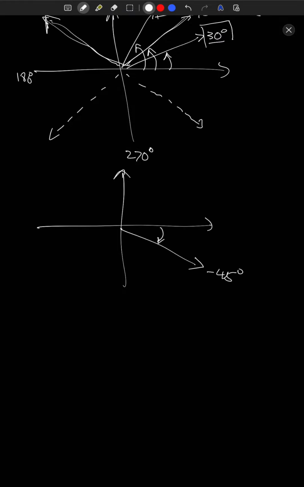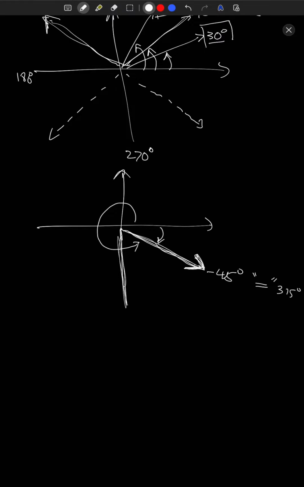Okay. In terms of the picture, you might say, why do I care about this? This is actually the same as if I went all the way around this way, right? So this would be 270 and then plus another 45. So this would be 315. This would be the same as, let me write equal in quotes here, 315 degrees, right? In that they have the same terminal ray.